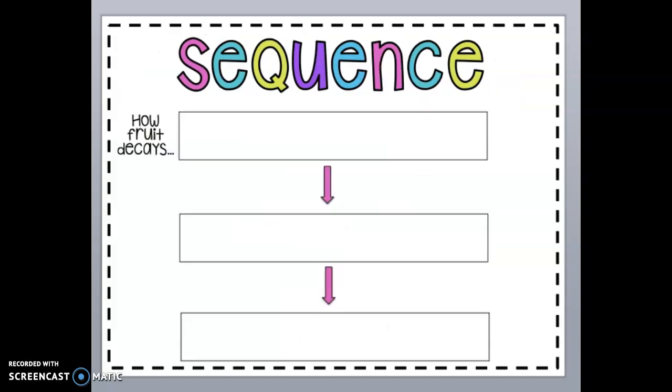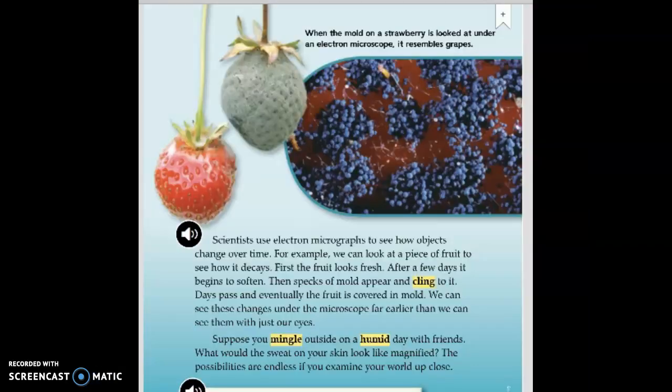Now, let's practice a sequence of events. We're going to talk about how fruit decays. Fruit decays in a certain order, and we learned that yesterday in the text that we read. Let me take you back to page 355 to the section that talks about how fruit decays. All right, so this is the section on page 355 from the text, Your World Up Close. This particular page does talk about how fruit decays. Let's read it one more time together.